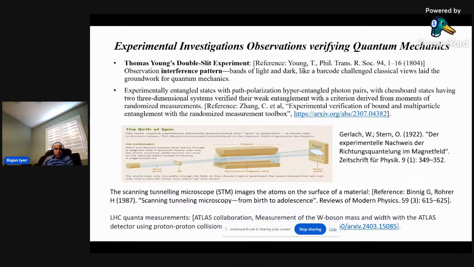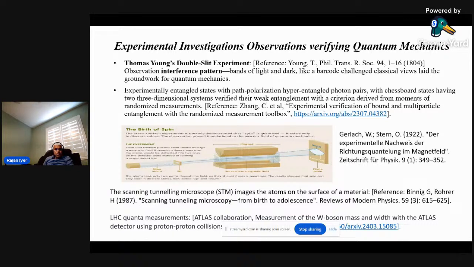The scanning tunneling microscope is a very good technique, established by the Nobel laureate Sir Rohrer, whose lecture I also attended. That was the initial stage when we were doing that, and you can see the reference of Rohrer, from birth to adolescence of the scanning, in Reviews of Modern Physics.